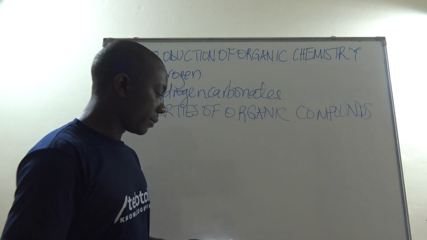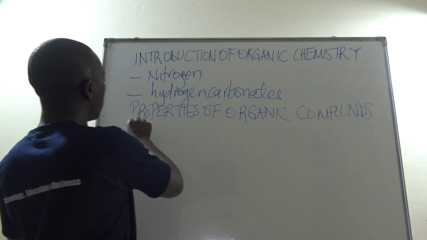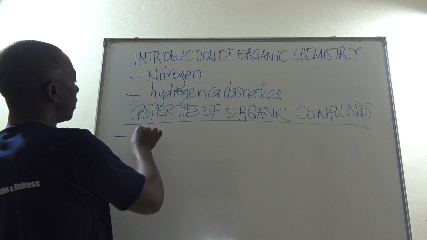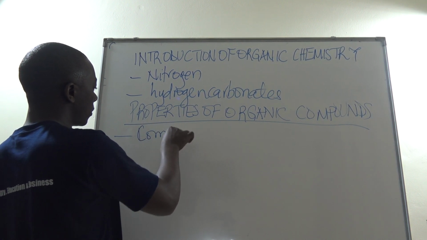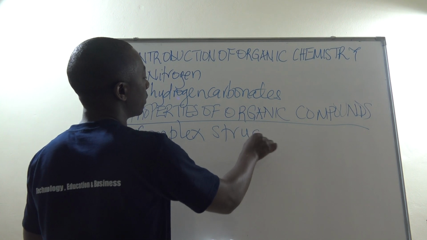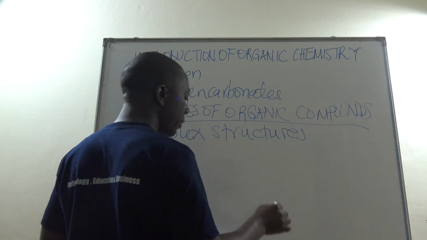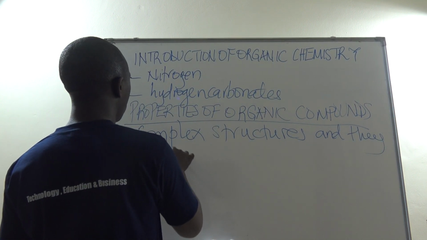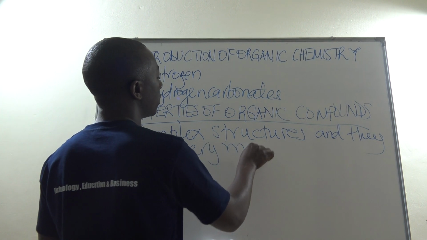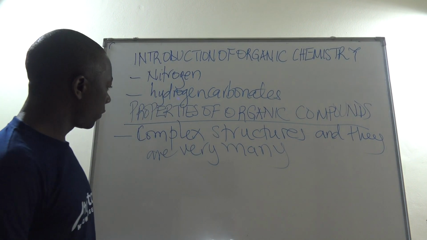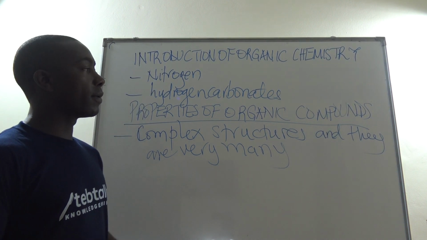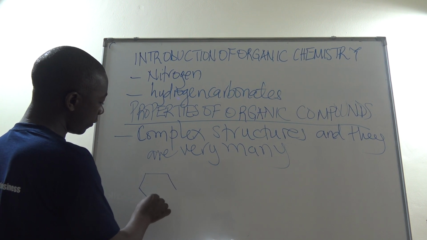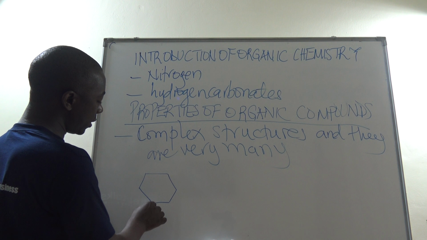The reason is that carbon, this organic chemistry, forms complex structures, and there are very many of them. Yes, organic chemistry has very complex structures and they are really very many. I want to give an example. When we look at this compound, it is a structure in organic chemistry, a very, very important reagent.